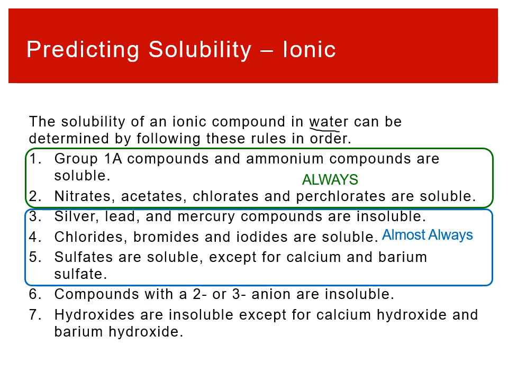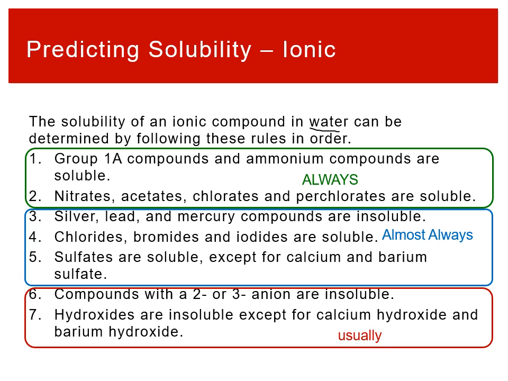And then finally at the bottom, these are the least strong preferences. Compounds with 2- or 3- anions tend to be insoluble. But if rules 1 through 5 kick in, that's more important. And so that would take precedence. That would determine whether or not you had actual solubility.